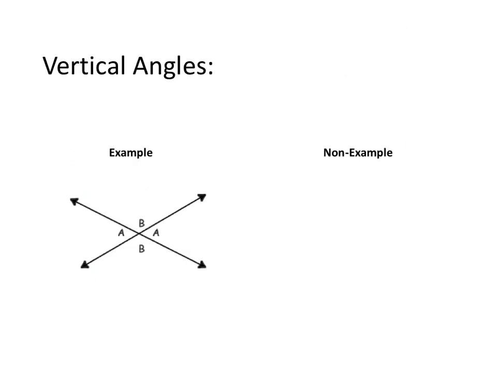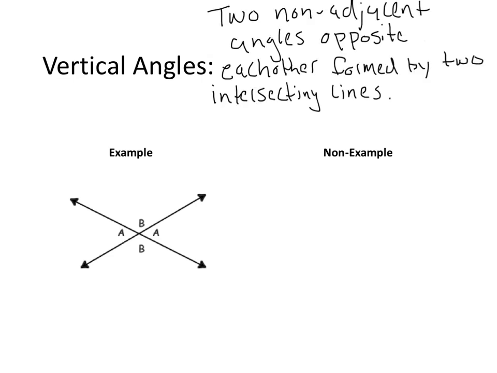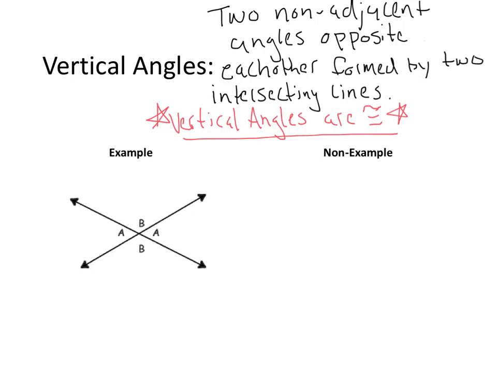The second type of relationship is vertical angles. Vertical angles are two non-adjacent angles opposite each other formed by two intersecting lines. Another key characteristic is that all vertical angles are congruent. That means they have the same measure in degrees. Below to the left, we have our first example of vertical angles.